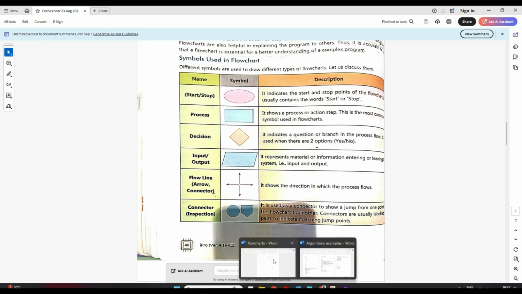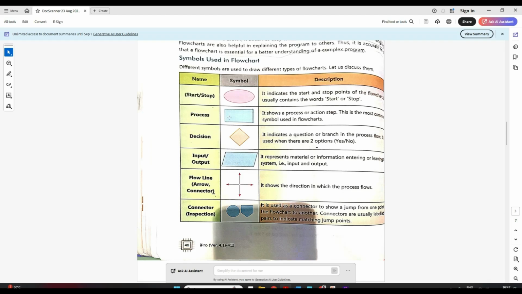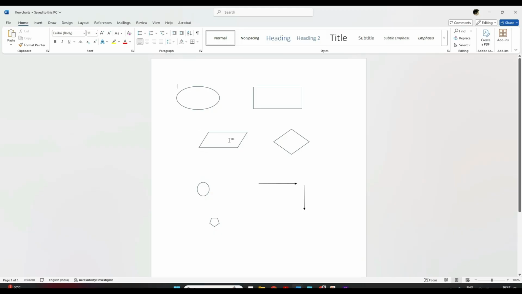Okay, so I have it drawn here. This represents your start and stop box. Symbol for. Now, in a flowchart or in an algorithm we have the input, right? So the input box is this. This is your input or the output box. Clear? So that is your input or the output box. Here, if you see, this is my input or the output box.